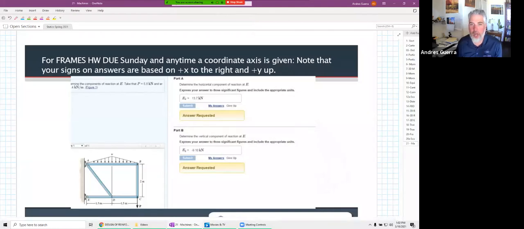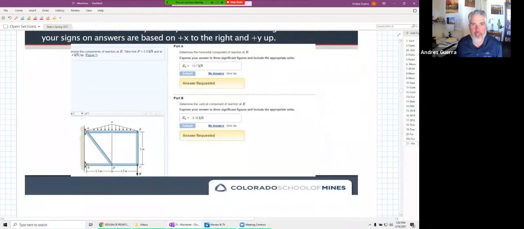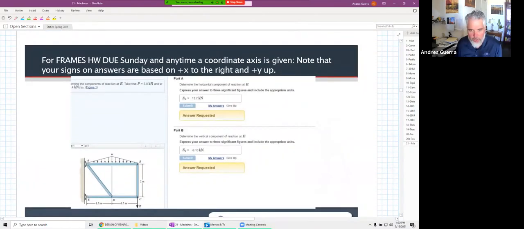Frames homework due on Sunday. Anytime a coordinate axis is given, note that your signs on your answers are based on positive X to the right and positive Y up. And so just a note there on the signs.